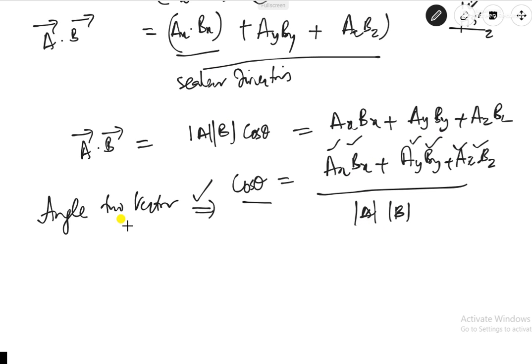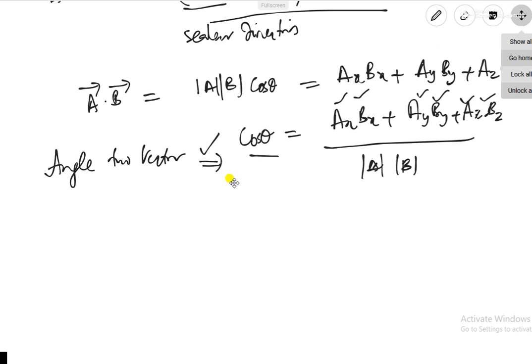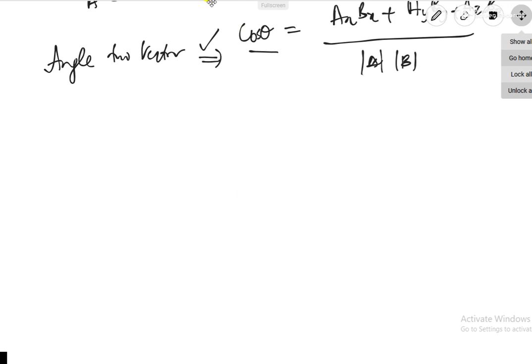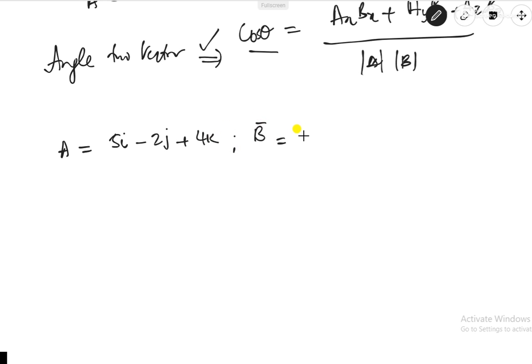So for example, we take an example such that this will help us. We have vector A, which is equal to 5i minus 2j plus 4k, and vector B equal to 3i plus j plus 7k. We have to find the angle between these two vectors.